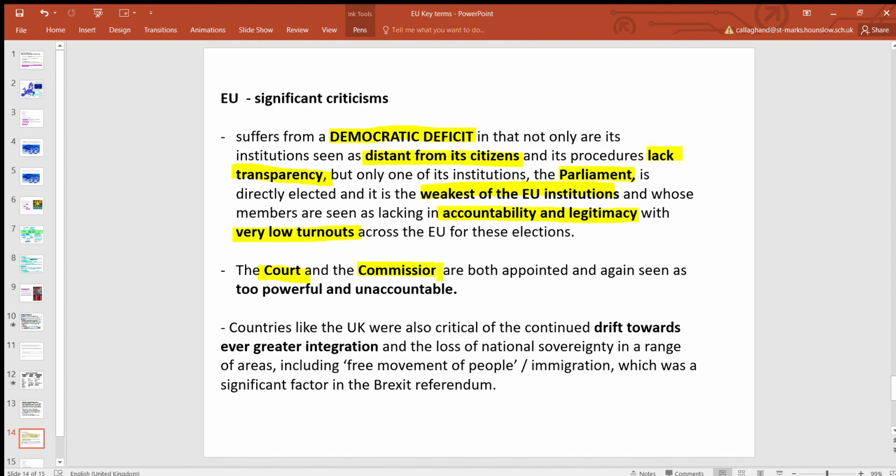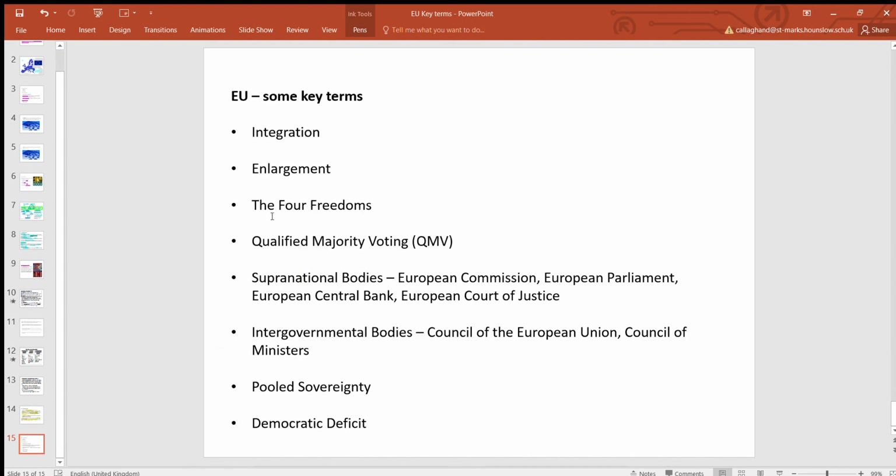So this idea that there's a democratic deficit, like if your bank account's in deficit, there's not as much in it as there should be. A democratic deficit, so the EU isn't as democratic as it should be. And countries like the UK were also critical of the continued drift towards ever greater integration, the loss of national sovereignty, and that was a significant factor in the Brexit referendum, and obviously the particularly salient one at the time was the fourth pillar, the free movement of people and immigration. So these are some of the terms that you'll come across and that you'll be writing essays about in the future. So integration, enlargement, four freedoms, QMV, supranational bodies, intergovernmental bodies, pooled sovereignty, and democratic deficit.